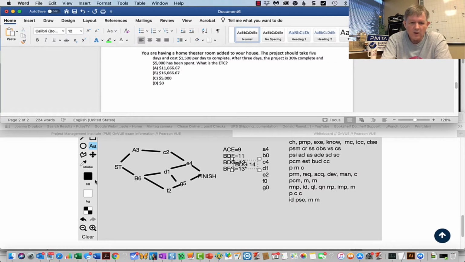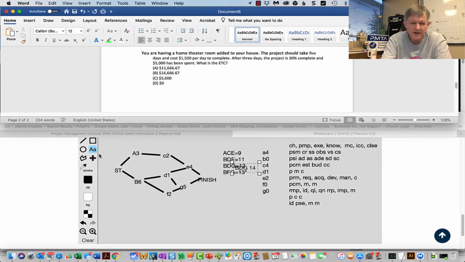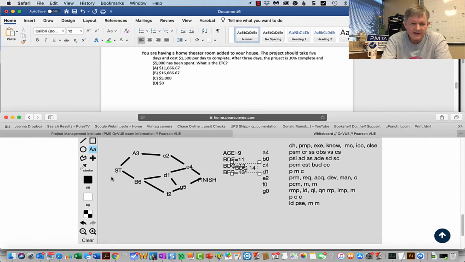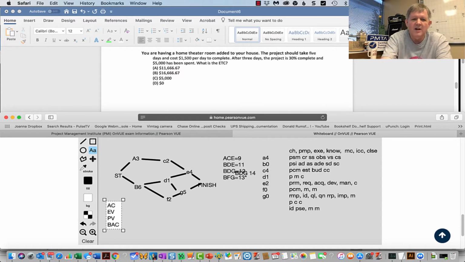Now, what I'm going to do, I'm going to scroll down a little so I can get access to my numbers, or my text box, and what I'm going to do here is this. Click. Okay. So I see I have an earned value calculation question, so I'm going to do this. AC, EV, PV, BAC. And I'm going to get those numbers in there to begin with.